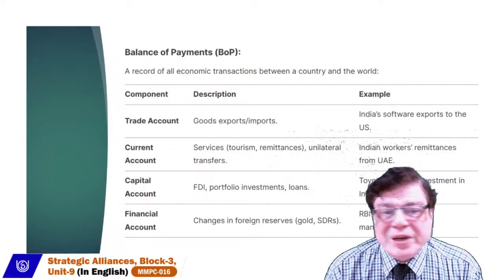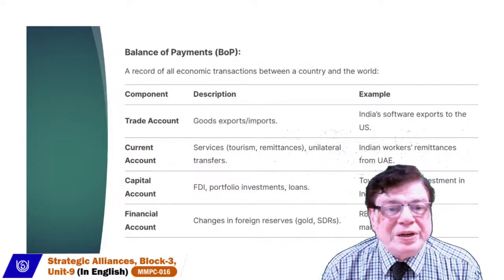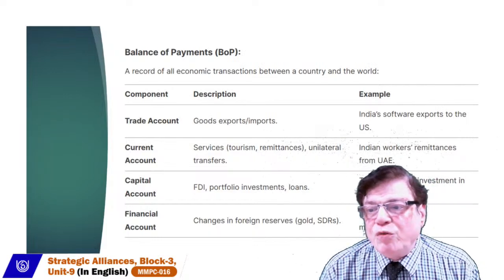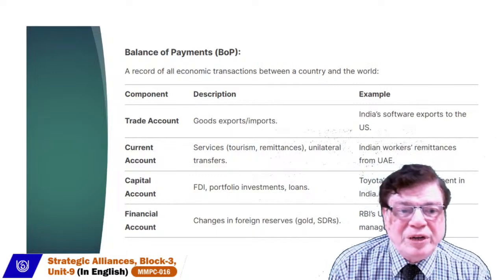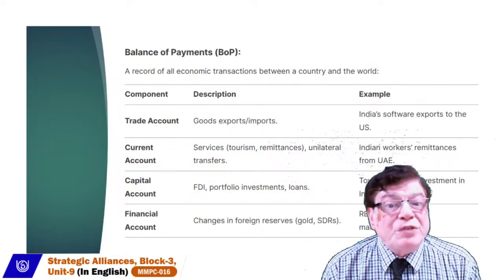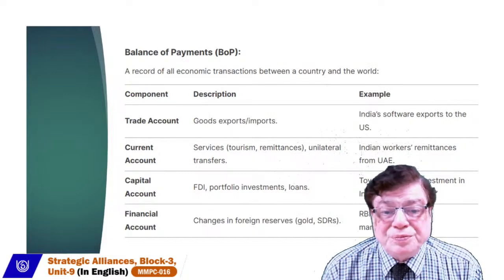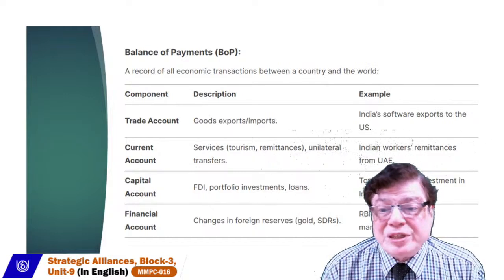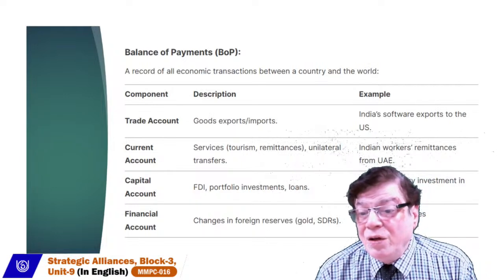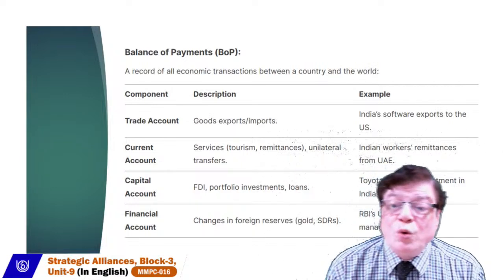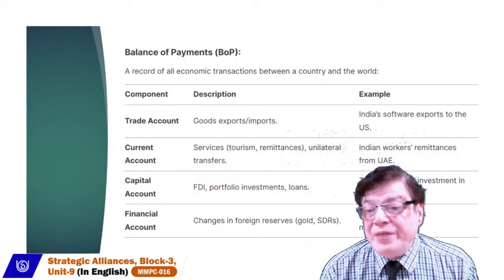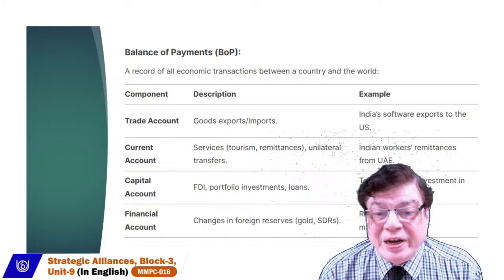Now component, description, example. Trade account: goods, exports, imports will come. India's software exports to the US, this entry will come in the trade account. Current account: services will come, services like tourism, remittances, unilateral transfers, they will come in this current account. For example, Indian workers' remittance from UAE. Indian workers, they are working in UAE, they are sending money to their family in India.